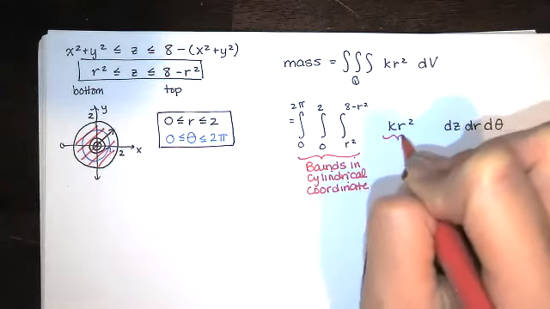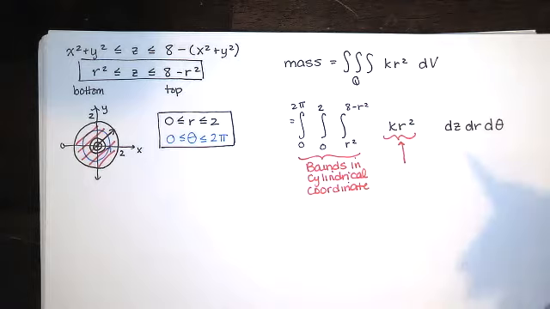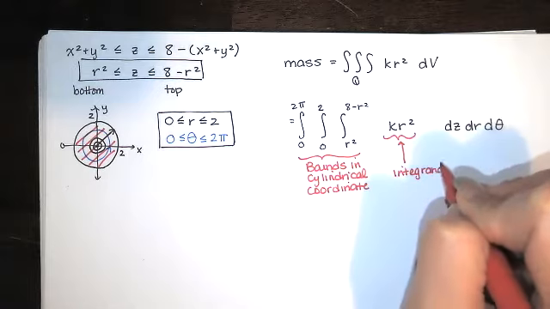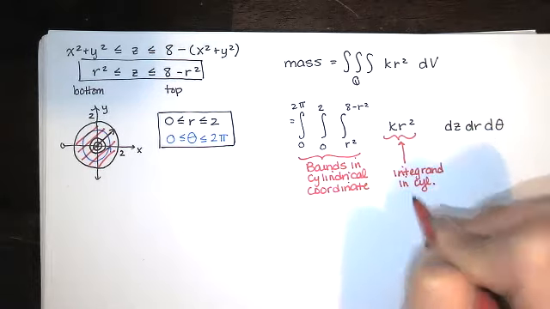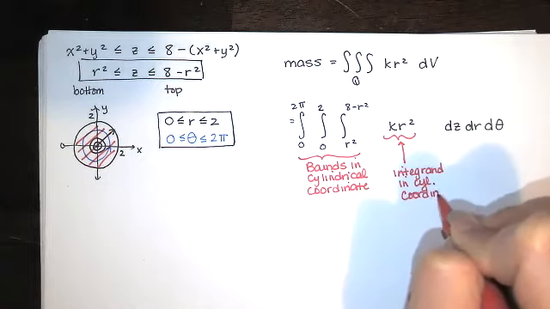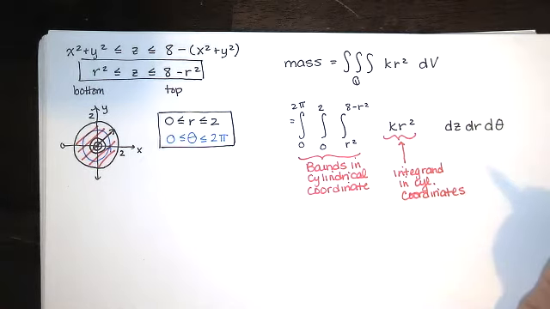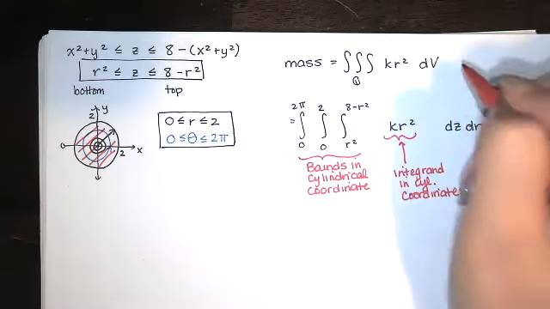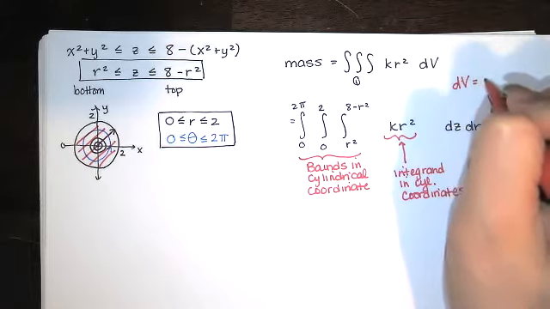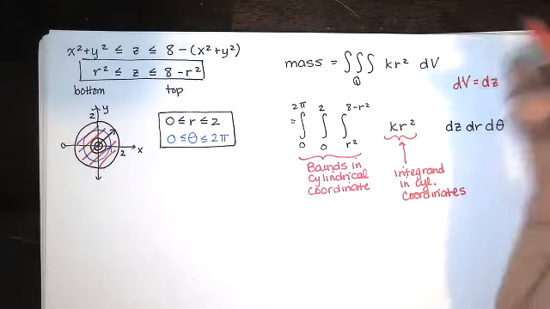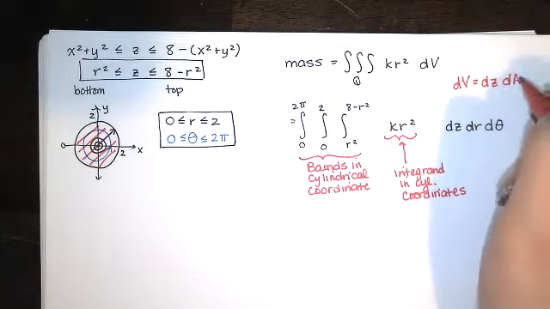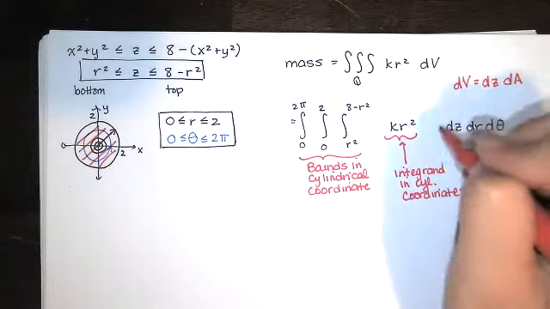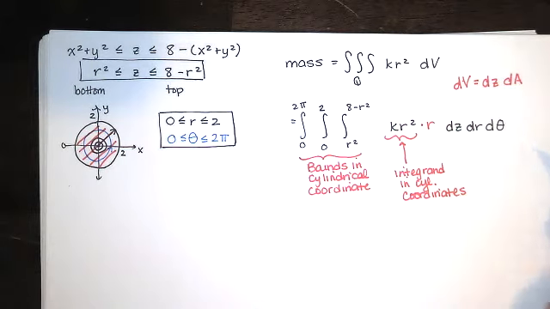You need the integrand, which happened to be the density in this mass example, in cylindrical coordinates. And then you need dV. But remember that dV is not this. dV is dz, so we had a tiny change in z, times dA, where that dA was the dA in polar coordinates. So we have dz times r dr d theta.